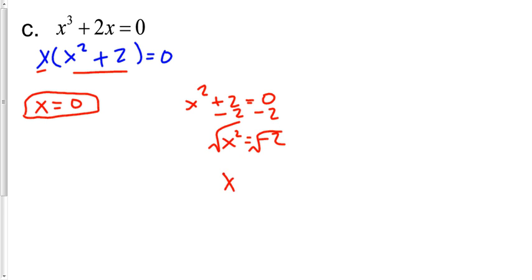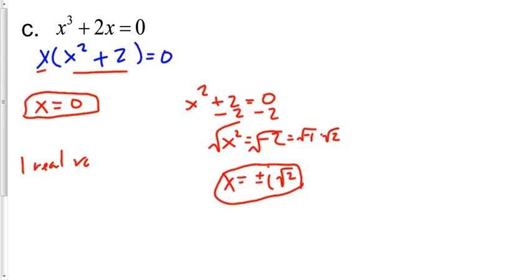So we get x equals plus or minus. Now think of this as the square root of negative 1 times the square root of 2. The square root of negative 1 is i, so I can pull that out. And the square root of 2 just goes behind it. So I've got plus or minus i times the square root of 2. Okay, we have a total of 3 solutions here. There's one real solution, 0. And there's 2 imaginary solutions, positive i square root of 2 and negative i square root of 2.